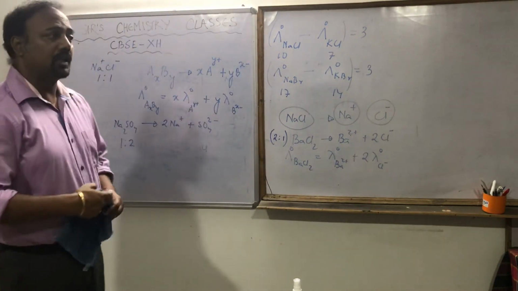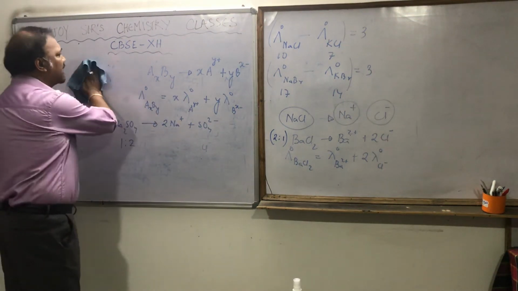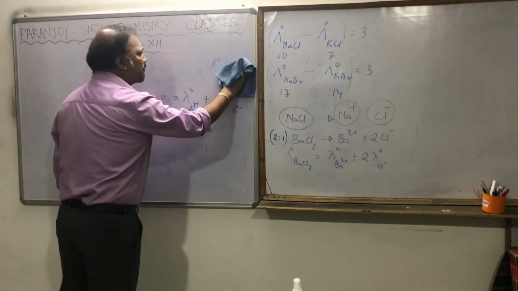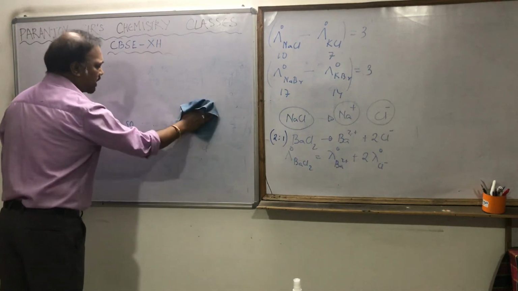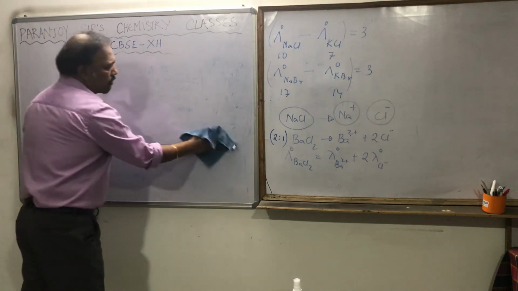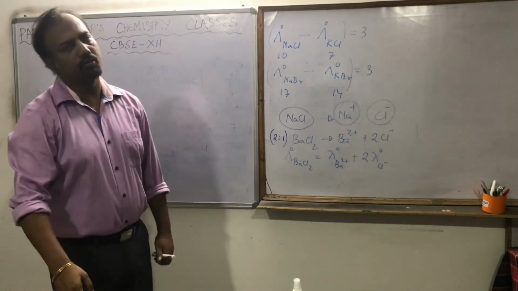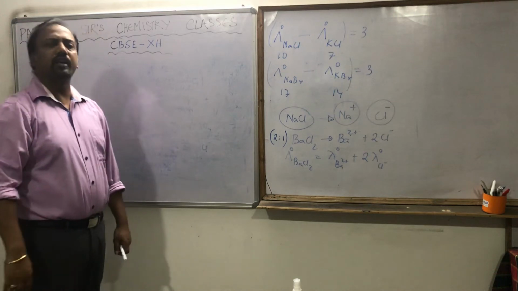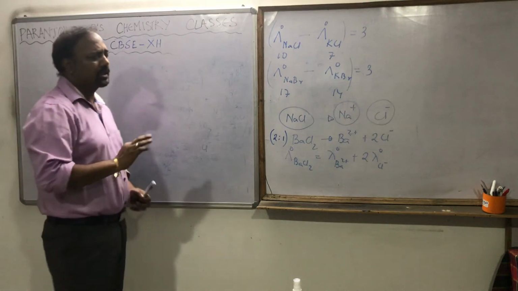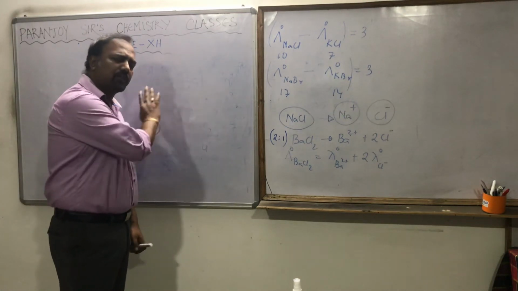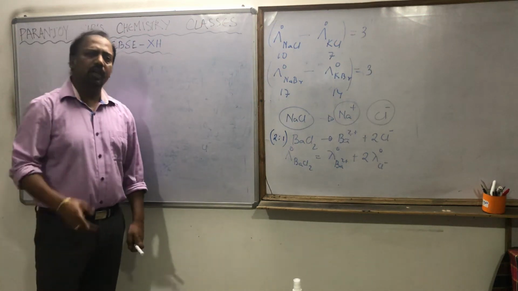Now, we started this class by asking how we can find the lambda 0 value of weak electrolytes. We can find the lambda 0 values of strong electrolytes by extrapolating, there is no question about that. But how can we find it for weak electrolytes? Can we find it by using Kohlrausch's law of independent migration? I think we can.